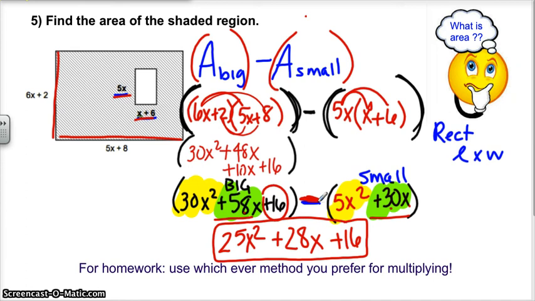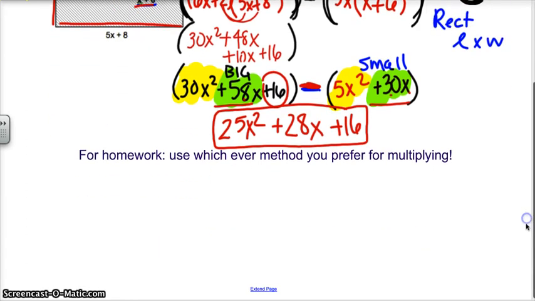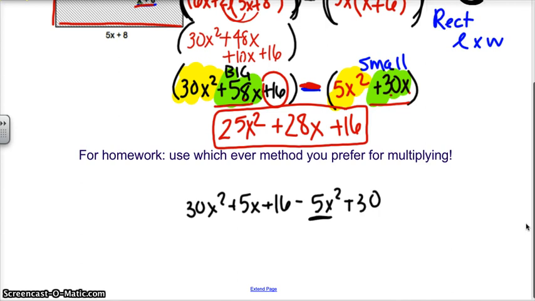Word to the wise, if you don't use parentheses here, it gets really confusing because without the parentheses, this is what it looks like. It looks like you're only subtracting those values, that you're not subtracting that too. So you really do need to keep all of your big separate from all of your small.